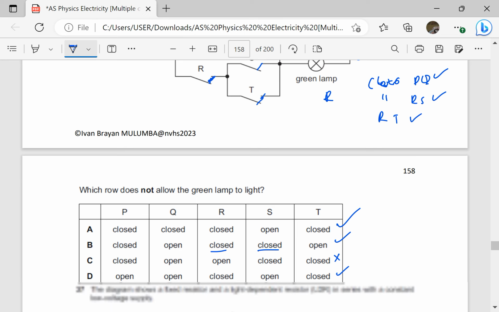So the answer here is going to be C. It will not allow the green lamp to light when P is closed, Q is open, R is open, S is closed, T is closed.